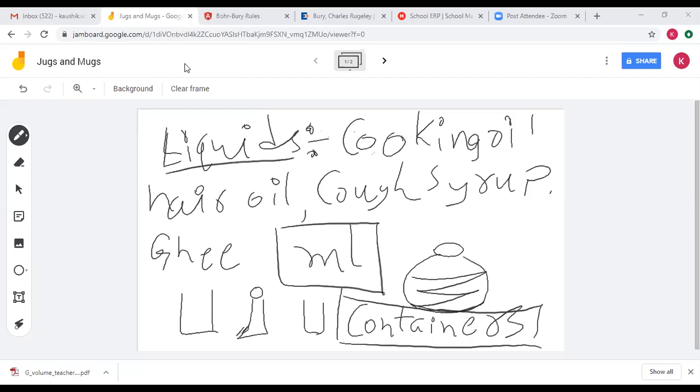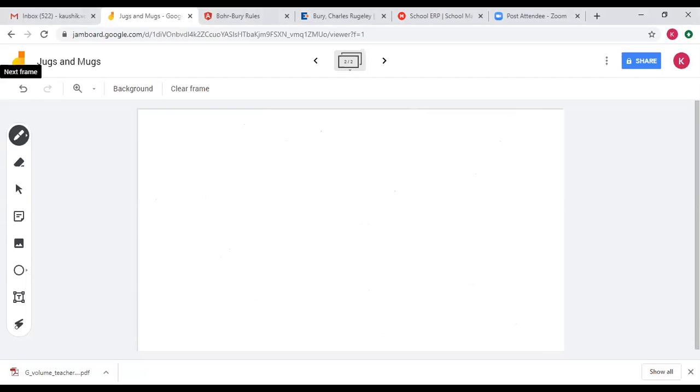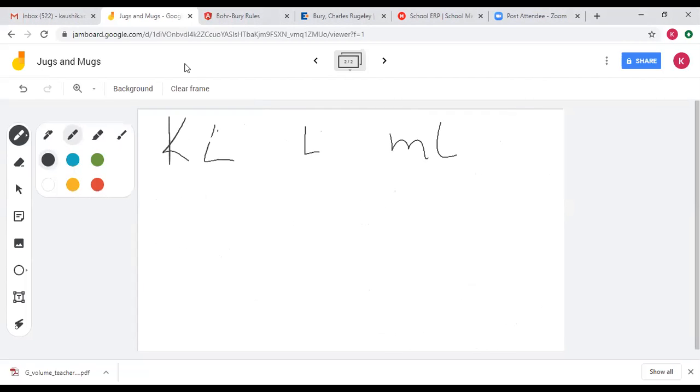Okay everyone, so again, liter, milliliter, and as you have received your notes, there is kiloliter also. Just like you have gram and kilogram, we have got milliliter and liter and kiloliter. Yes, Aditya, you will get your chance later on. Okay, so 1 liter is equal to 1000 ml.